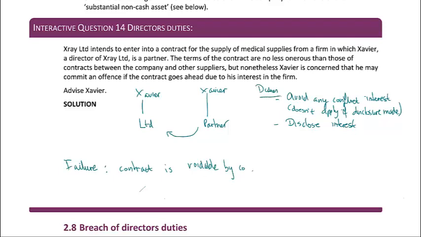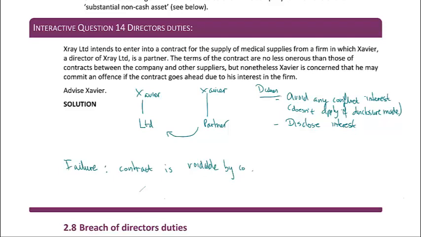Well, the first one is a duty to avoid a conflict of interest. But the duty to avoid a conflict of interest is expressly stated not to apply if the provisions as to disclosure have actually bitten here. Well, in this case, let's have a look at the duty of disclosure.